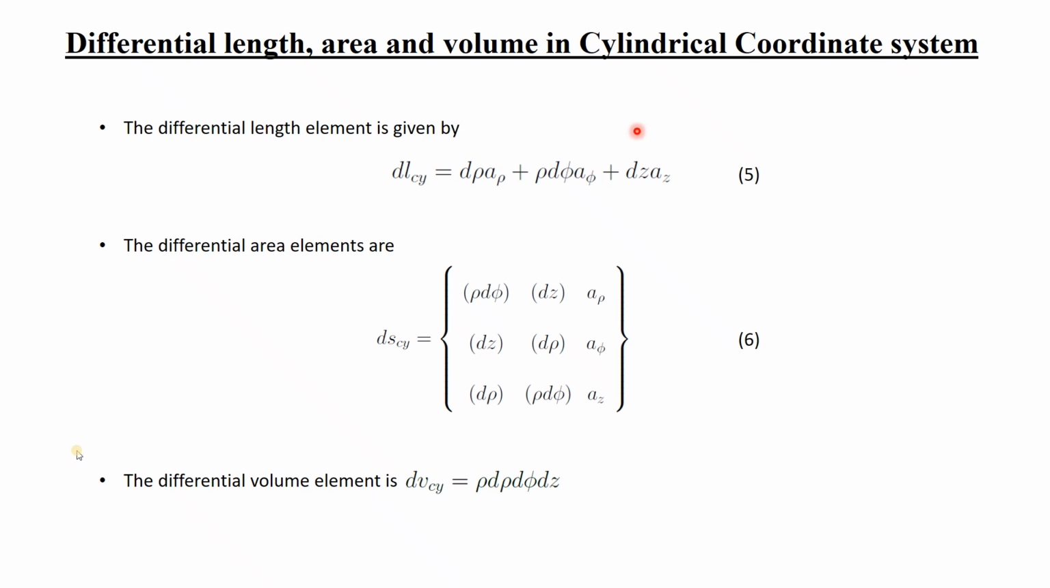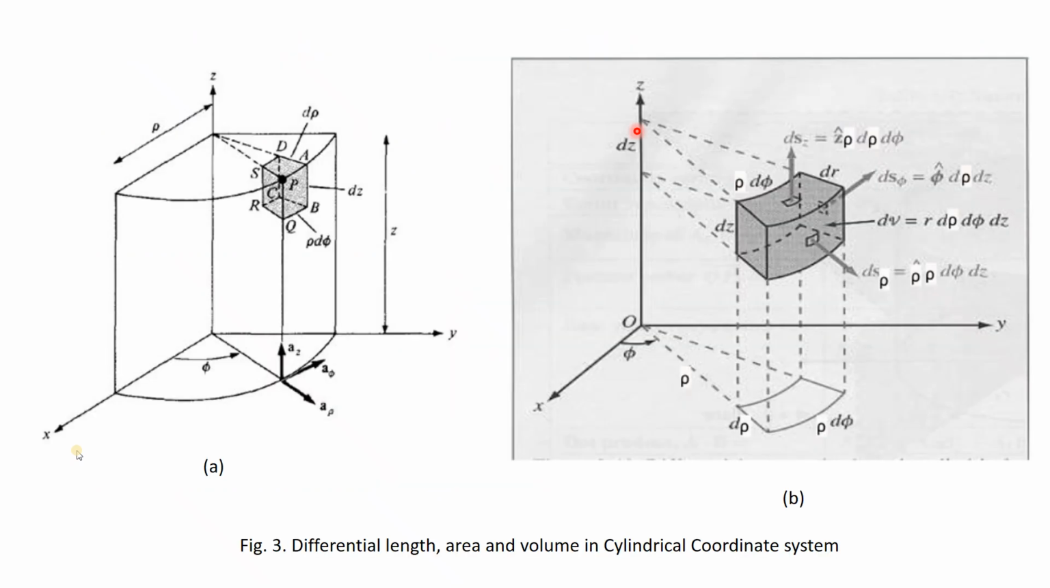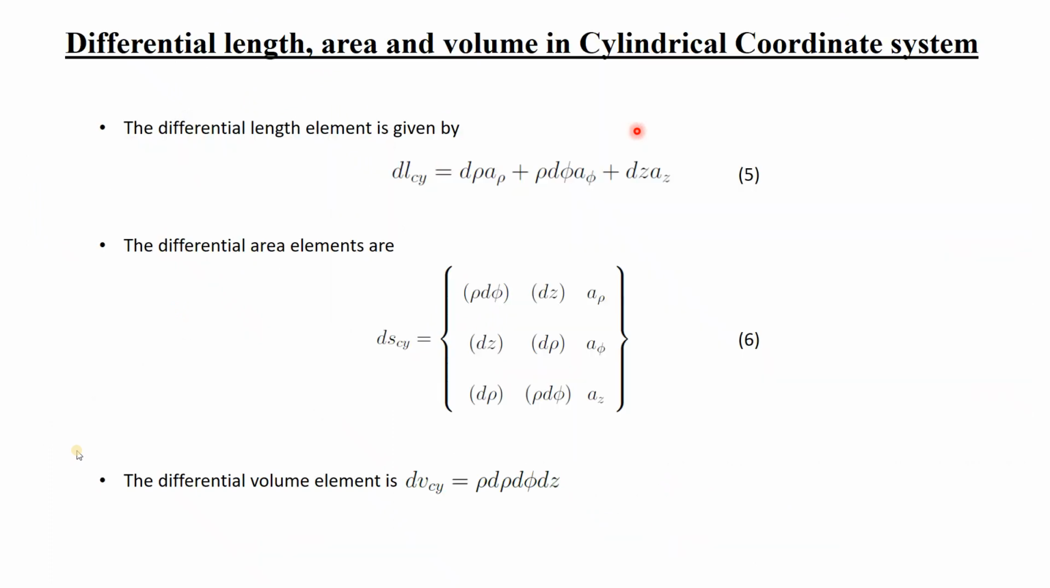Now coming to differential length and differential volume. Similar to the Cartesian coordinate system, which we have seen, in the cylindrical coordinate system also we will have this differential length and differential volume concept. How? Let me explain. I can explain over here, there is space.